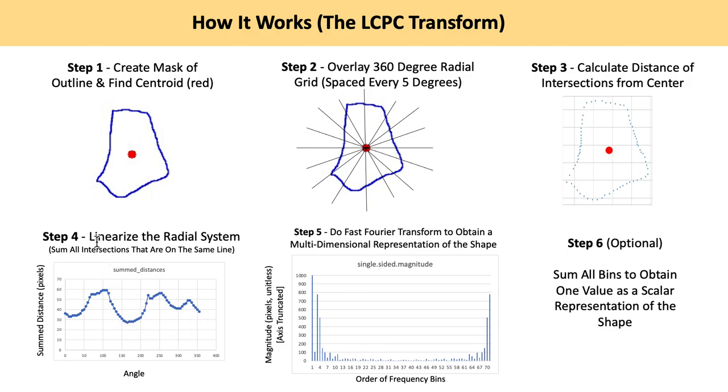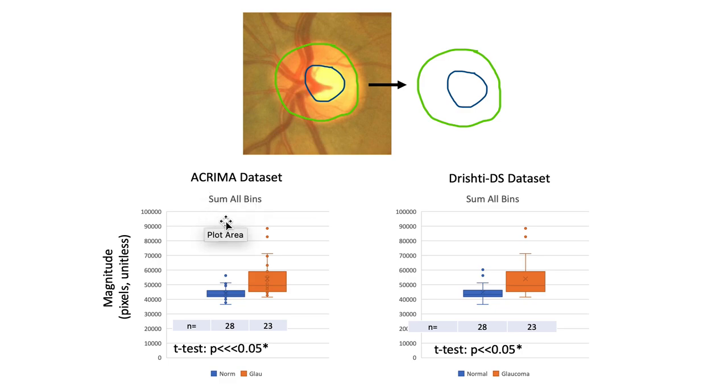This is called the linearization step, as in you've taken this circular or rounded closed object and linearized it. And then next, the software applies a fast Fourier transform to this data and produces a frequency plot that represents the shape that you began with. And then here we have the option of creating a scalar value as an index. What we did for this presentation was sum the magnitudes of all bins into one number, and this is what we showed you here, the index called sum all bins. That's how we got scalar values representing each sample.